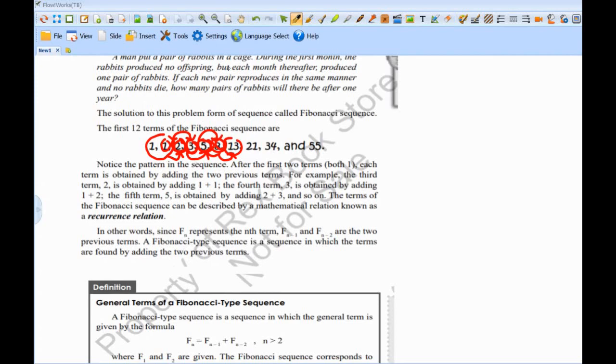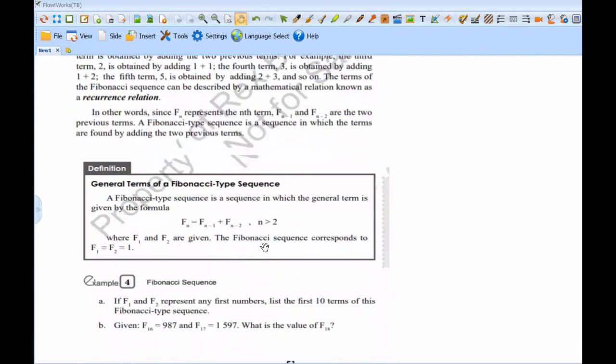Right? So that is a Fibonacci sequence, formed by adding the two previous terms. In general terms, the Fibonacci sequence has this formula: F sub n equals F sub n minus 1 plus F sub n minus 2, for n greater than 2, where F of 1 and F of 2 are given and equal to 1.